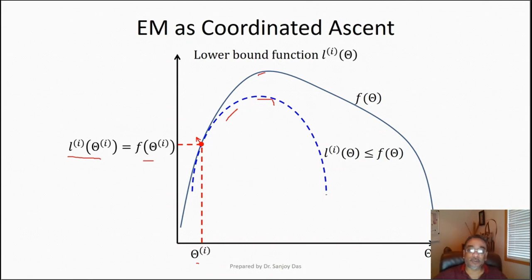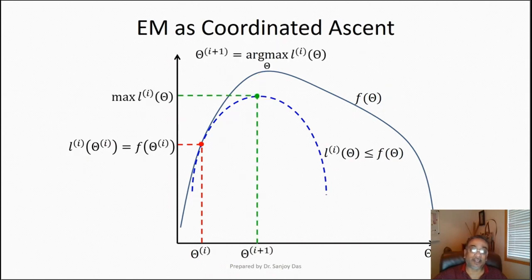And so once we construct the lower bound function, assuming that it's not so easy to maximize f of theta, what we do is, in that iteration, we maximize the lower bound function instead, Li of theta. And so we maximize this blue dotted line, and so that gives us this. Theta I plus 1 is the maximum of Li of theta. This is the maximum, and this is the argmax, and this gives us the estimate theta I plus 1 for the next iteration I plus 1.